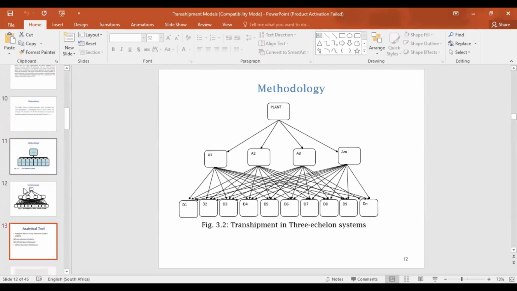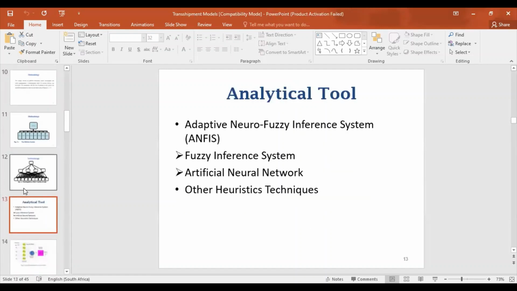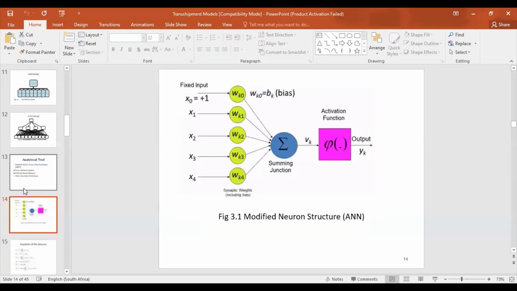Now, the analytical tool: we'll be looking at the heuristic techniques based on least cost method, looking at linear programming methods. Other heuristic techniques will be compared with the artificial neural network, which is a meta-heuristic technique, a fuzzy inference system, and also a hybrid model that breeds both the neural network and the fuzzy inference system. This is the adaptive neural fuzzy inference system.